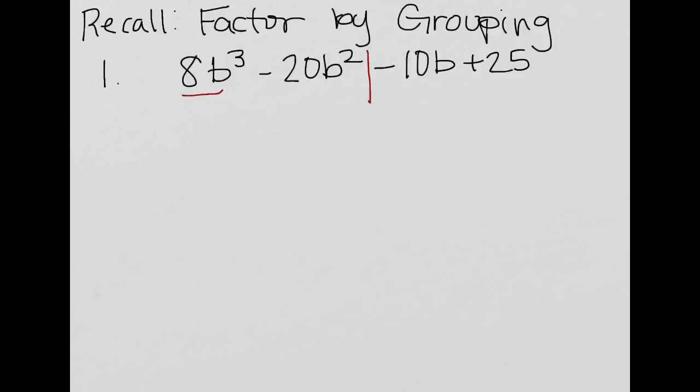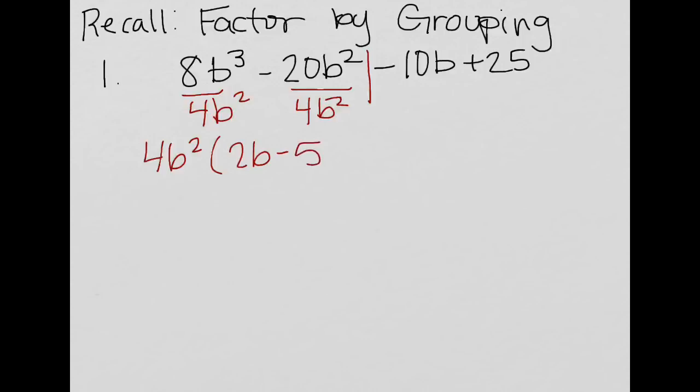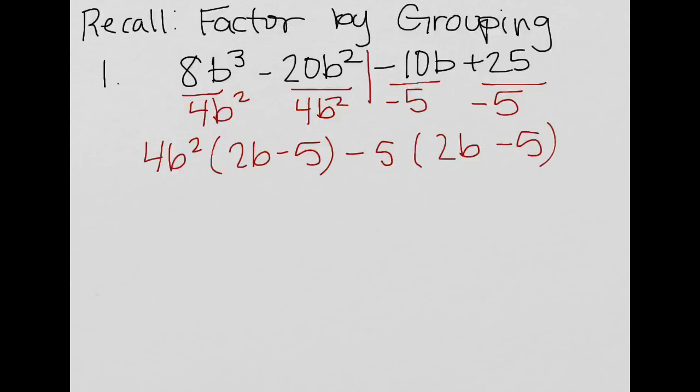I'll take the GCF of the left side, which would be 4, and I can take out b squared. So I would take out a 4b squared, and I'm left with 2b minus 5. And on the right side, my number's a 5. But because this negative 10 leads with a negative, we'll take out a negative 5. So I get 2b minus 5. And I know I'm on the right track because this piece matches this piece.